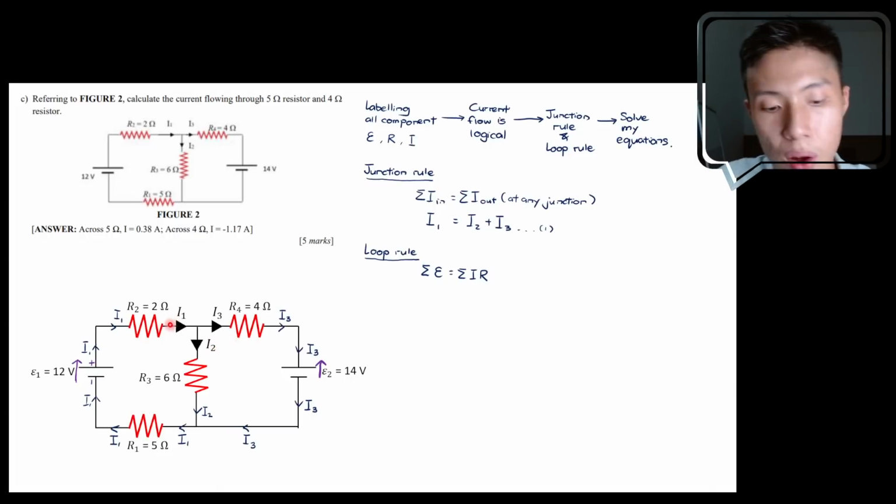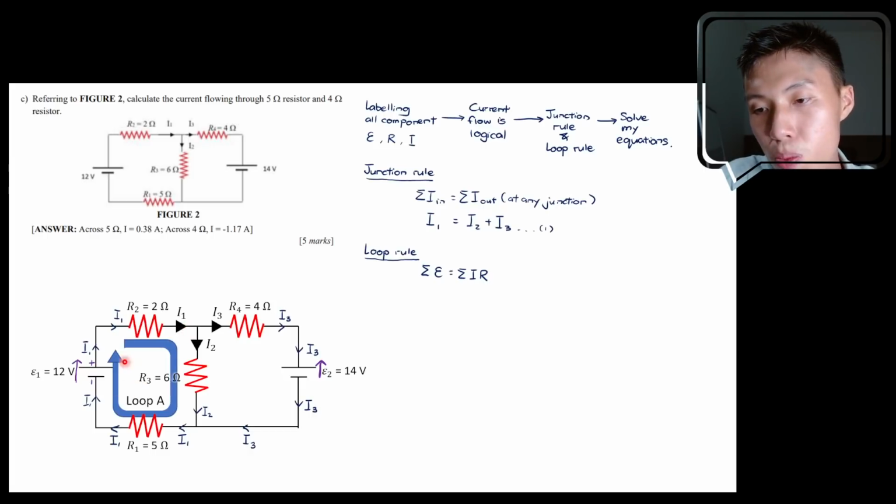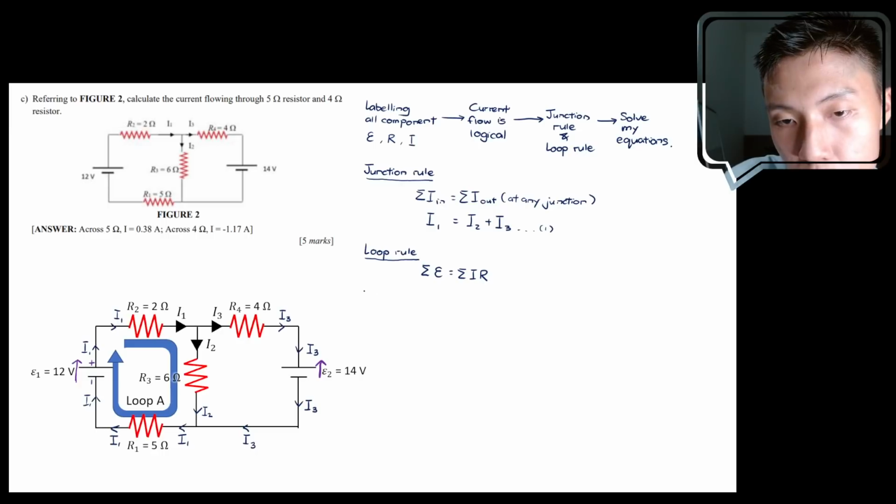Okay, so for now, I have decided that I want my loop A to be this left rectangle over here. And since I drew my arrow like this, I'm going to start from here, go through this journey and end back at the initial position. So I call this loop here loop A. Let's try to determine the equation for loop A.